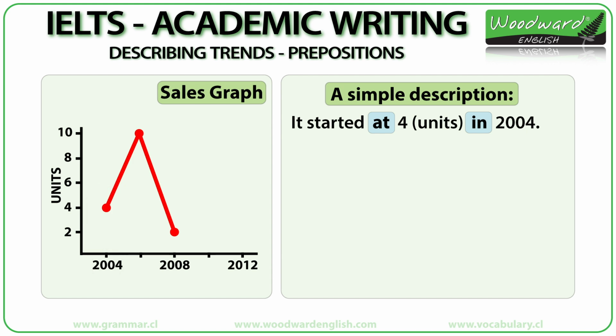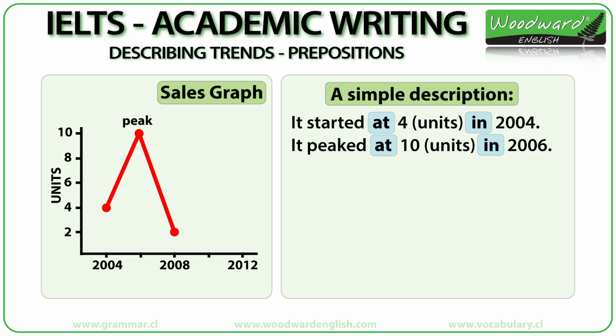Then what happened? Sales increased. They increased to its highest point. This highest point is called a peak. Peak can be a noun or a verb. Let's use the verb. It peaked at 10 units. We use the preposition at after the verb peak.